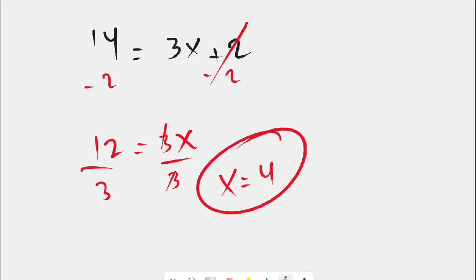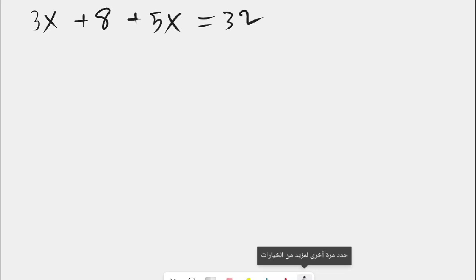Now, sometimes you may have multiple x variables. Like in this problem. 3x plus 8 plus 5x. Let's say this is all equal to 32. Now, what should we do in this example? Now, this problem might require more than 2 steps, so it might be a multi-step problem, which I'll cover more later in this video. But what do you think we need to do in this problem? If you see two x variables on the same side, the first thing you should do is combine like terms. So we should add 3x and 5x, which is 8x.